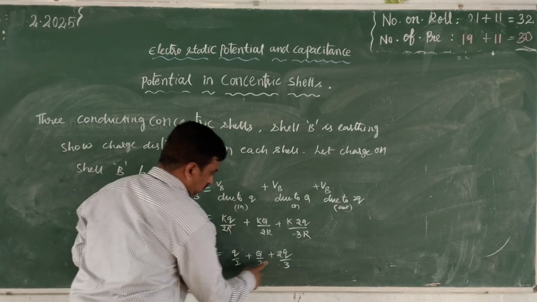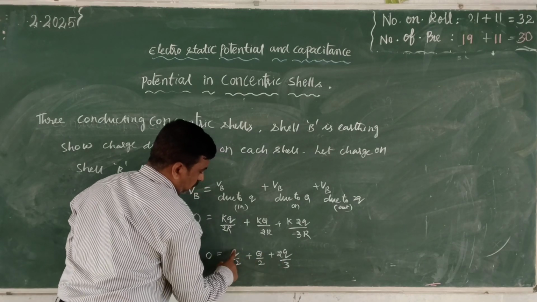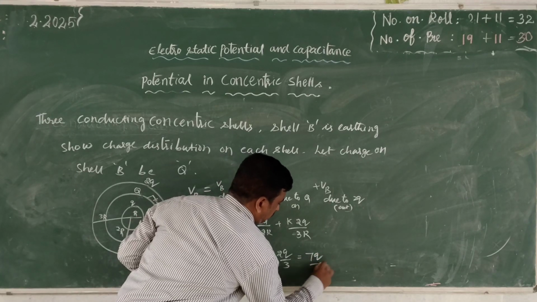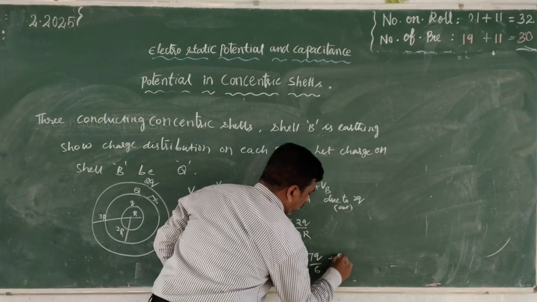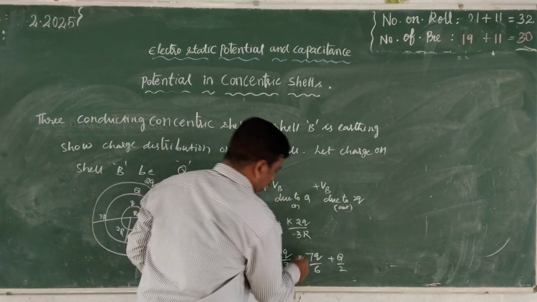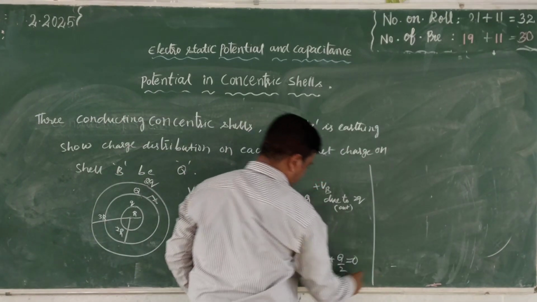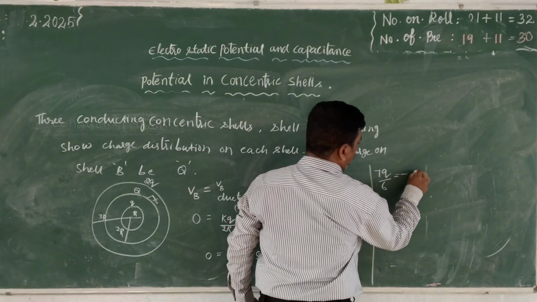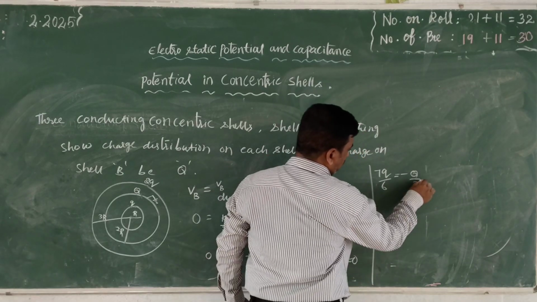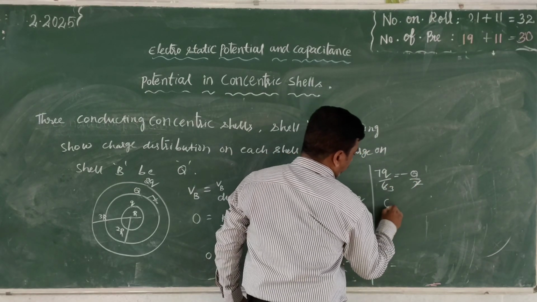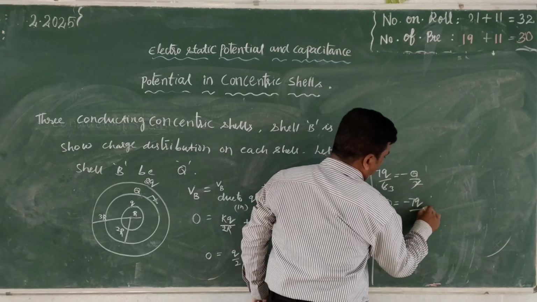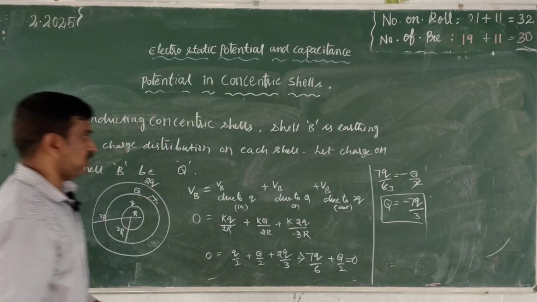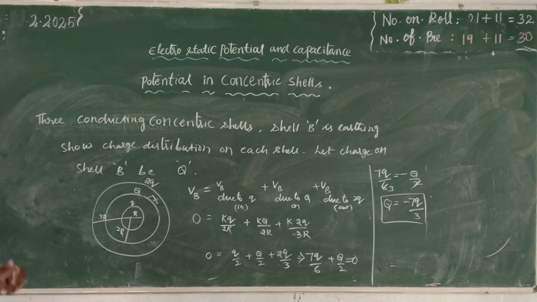Taking the LCM, these two added give 3q plus 4q, which is 7q by 6. So 7q by 6 plus Q by 2 equals 0. So 7q by 6 equals minus Q by 2, which means capital Q equals minus 7q by 3. This is the charge on shell B. After this, we also write how the charge is distributed.